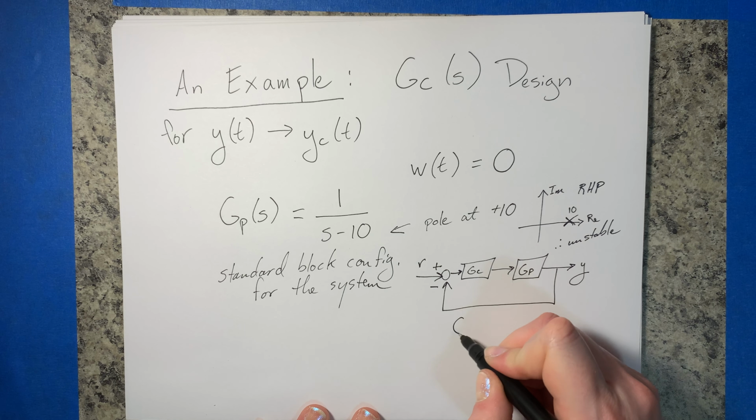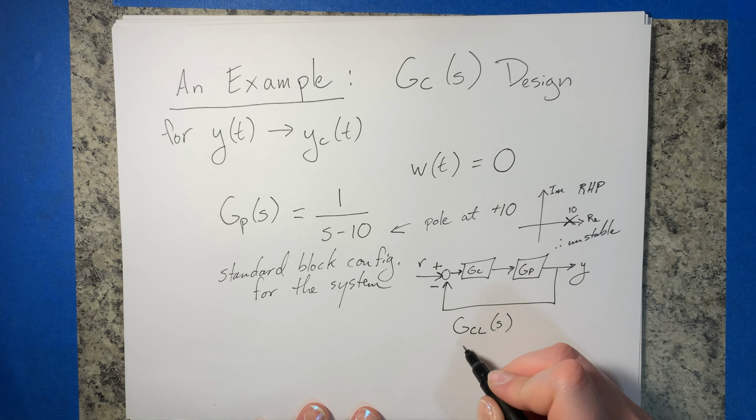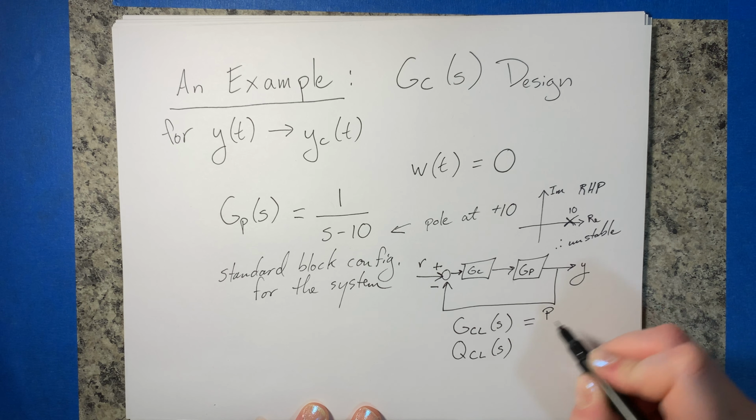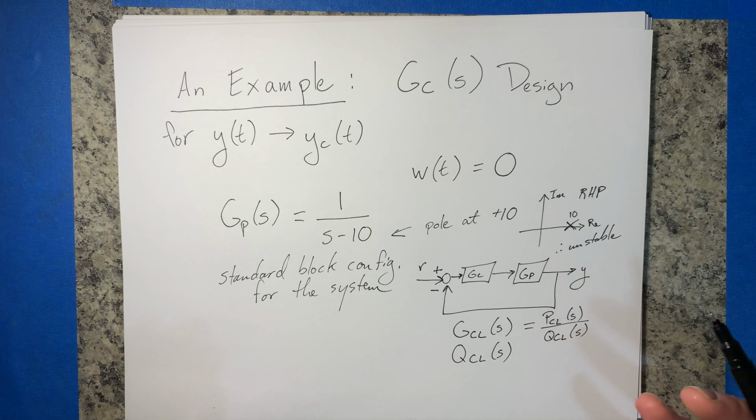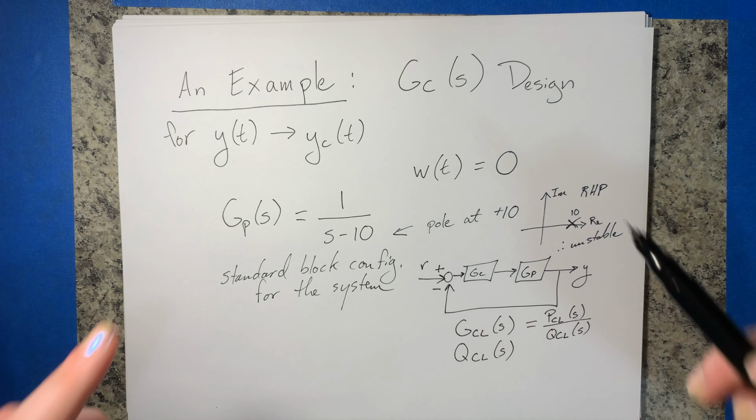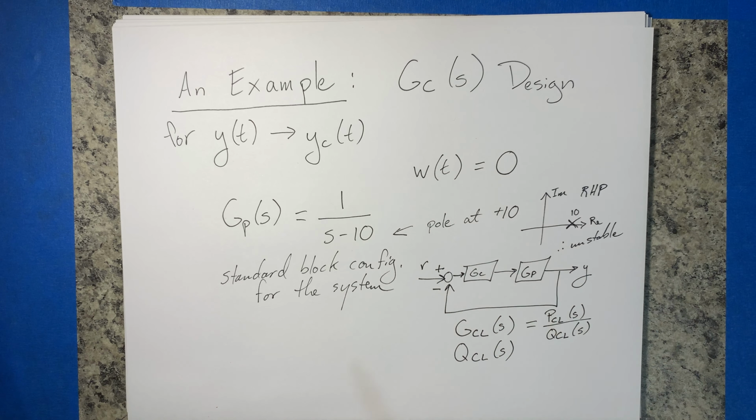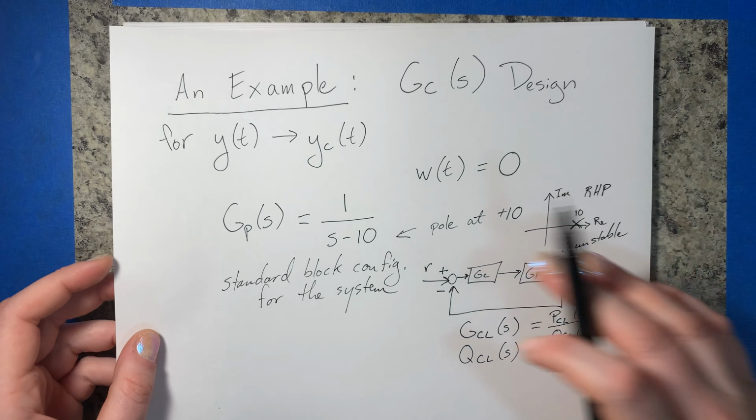Knowing this gives us what GCL is, and it also gives us what the QCL is. Remember that GCL is a polynomial PCL over polynomial QCL, and QCL is very important because that is the characteristic of our whole system. That tells us the stability. Is there anything else we need to know to get started? I think we have all the pieces. So that's our problem. Let's get started designing the compensator block.